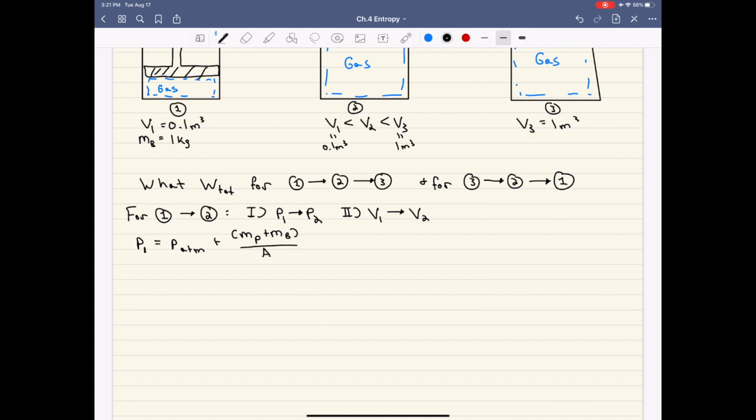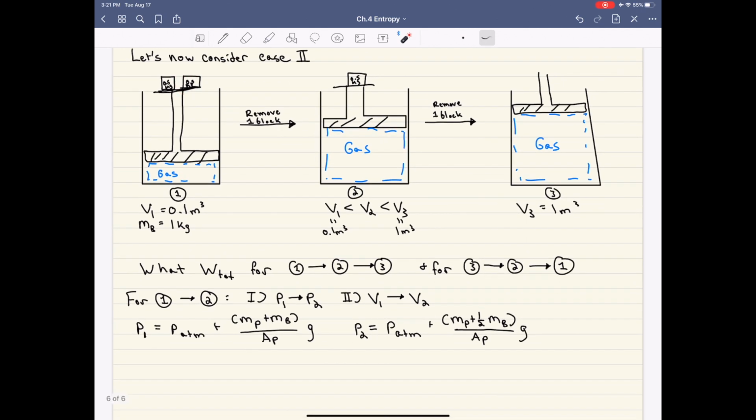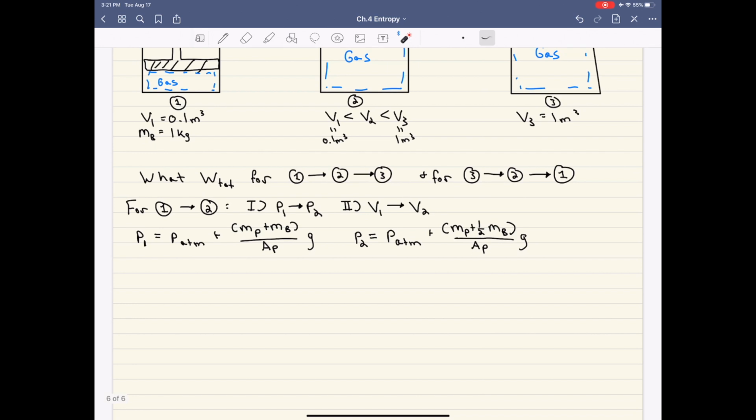This is AP. And then the pressure after we remove the first block is this, with 1/2 of the block mass. Okay? And that's because from state 1 to state 2, we only remove one of these 1/2 kilogram blocks. And so now the pressure is reduced by this factor.